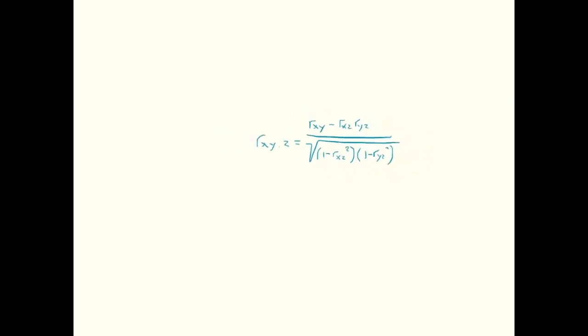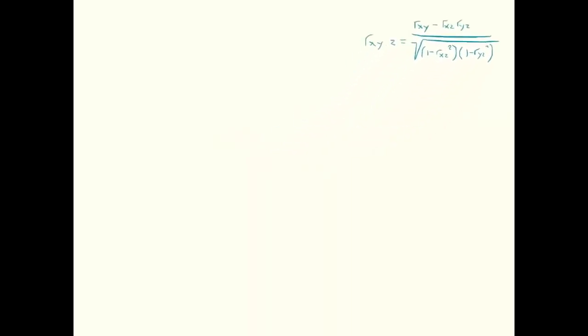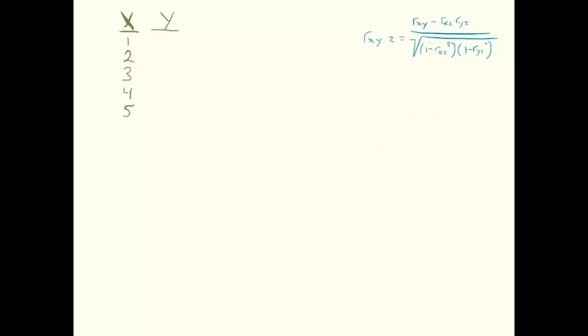We're going to calculate this by means of an example. We have the variable x with the values 1, 2, 3, 4, 5. We have variable y with the values 6, 11, 7, 8, and 13. And now we also have variable z, which has the values 8, 3, 9, 7, and 5.